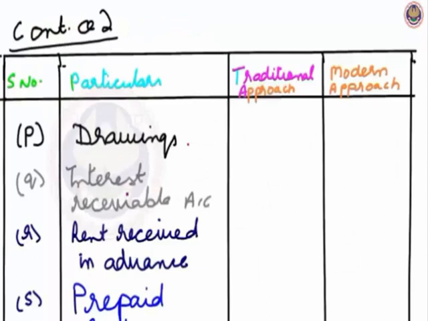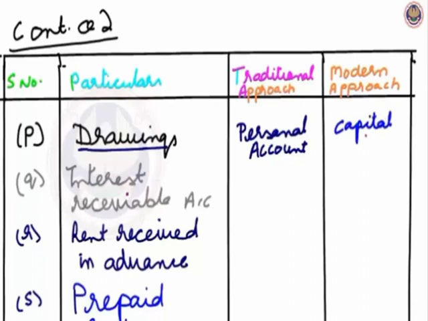Now we will see point P itself, drawings. Drawings is nothing but a reduction of capital. So as per the traditional approach, we know capital is a personal account. So drawings is nothing but a personal account. As per the modern approach, drawings is a reduction of capital, so it is included in the capital account.